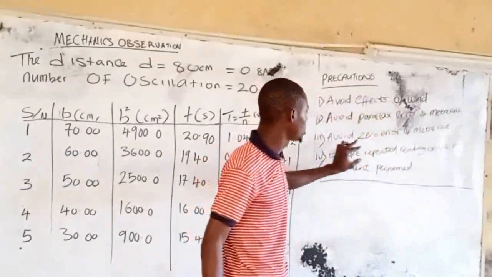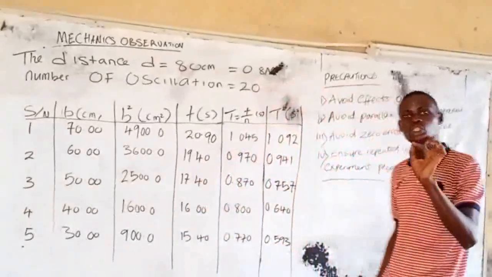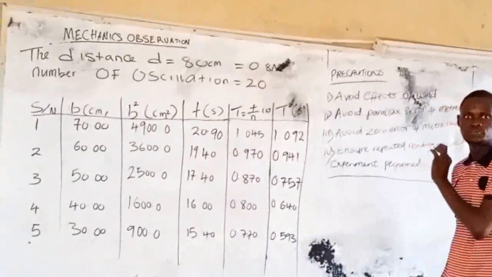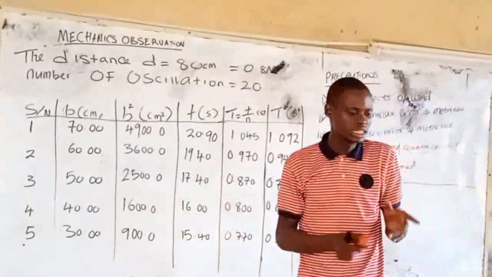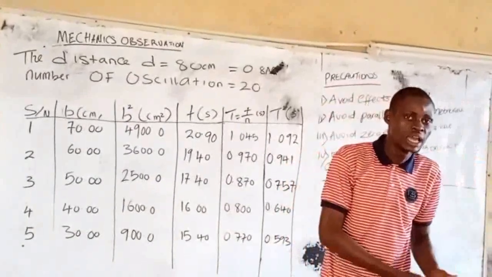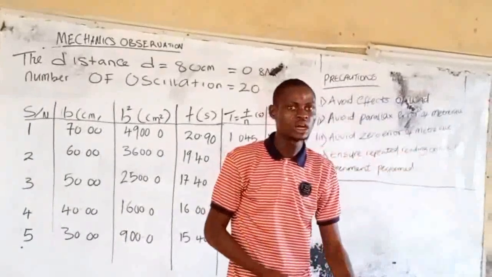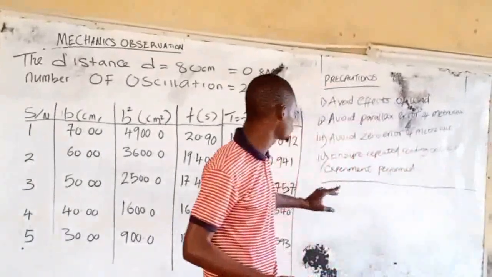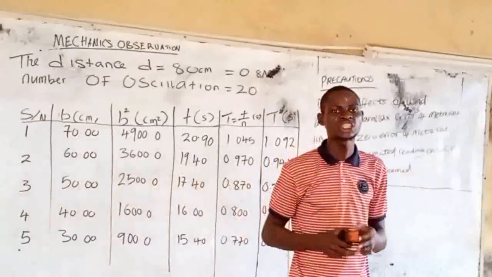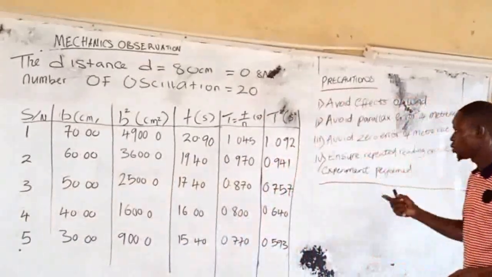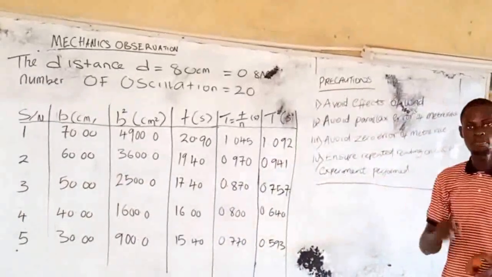Number 3, I ensured zero error of the meter rule was taken care of. Why? Because before you start your reading, you make sure that the zero error of the meter rule is taken into consideration before taking any reading. Then the last one, I ensured repeated readings on each experiment performed.